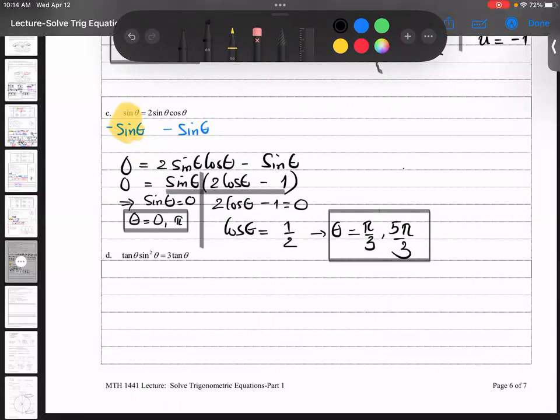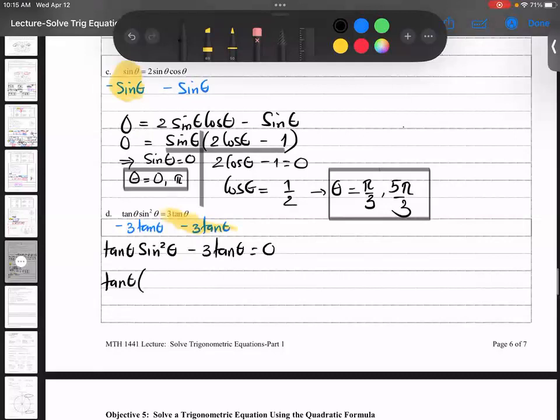For D, what do you think I should do? Bless you. Subtract again, right? Do not divide both sides by tangent theta. I know it's tempting, but don't do that. So subtract 3 tangent theta from both sides. Is that okay? So tangent theta sine squared theta minus 3 tangent theta equals 0. Maybe I'll do one more step. When you go home, see what happened. Minus 3 tangent theta, minus 3 tangent theta, cancel. And now we can factor out tangent theta. And then what's left is sine squared theta minus 3 equals 0.